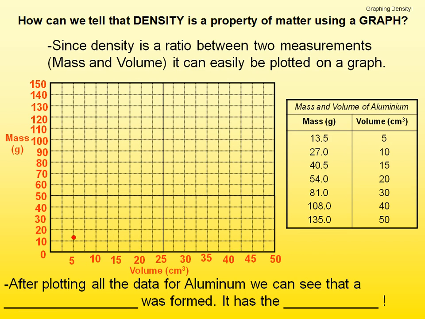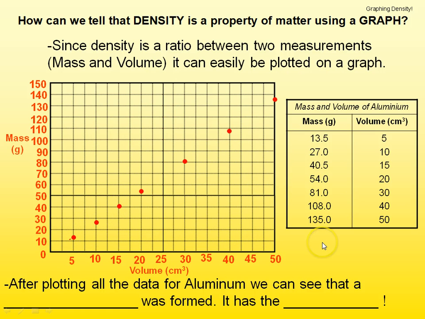Once we plot all of our dots, 5 and 13.5, over 10 up 27, over 15 up 40.5, over 20 up 54, over 30 up 81, over 40 up 108, and over 50 and up 135. Can you see the pattern? I hope so. If not, I think something's wrong. So anyway, here we go.